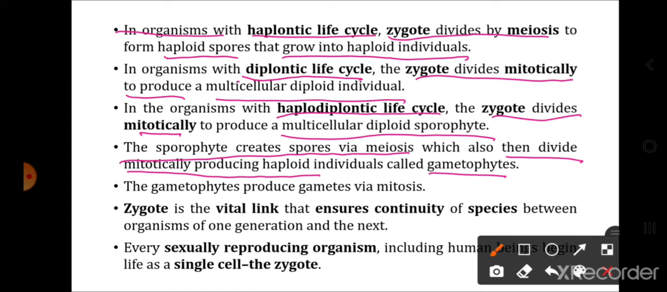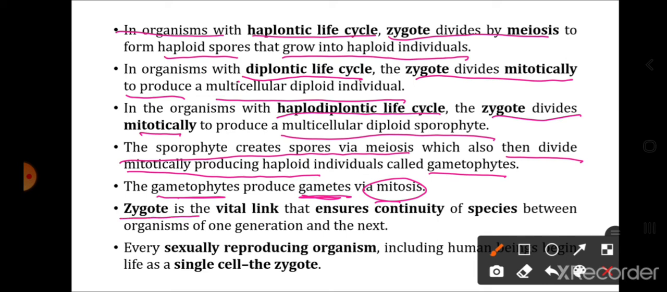So, the sporophyte will be formed as a result of the zygotic mitosis. This sporophyte will undergo meiosis and form the spores. These spores will divide mitotically and form the gametophyte. Now, this gametophyte will form the gametes by the process of mitosis. So, that is the important thing in the haplontic life cycle.